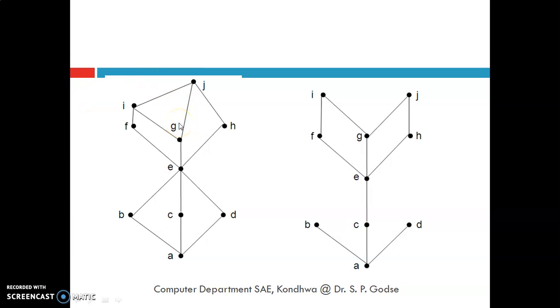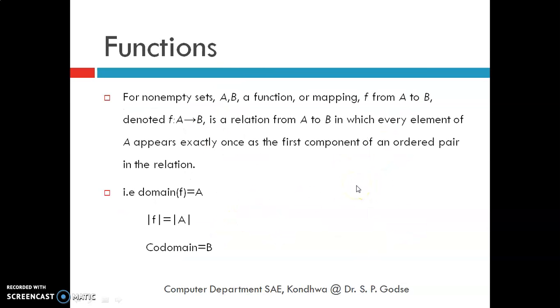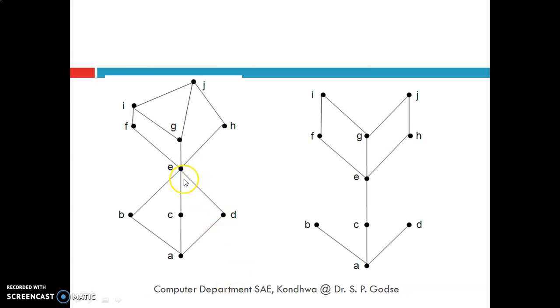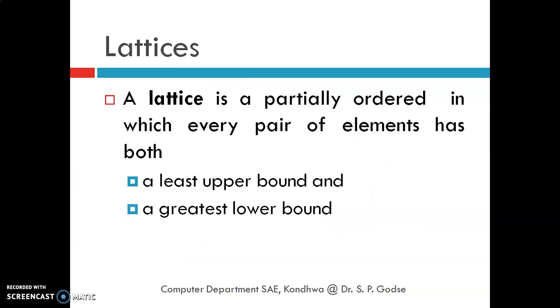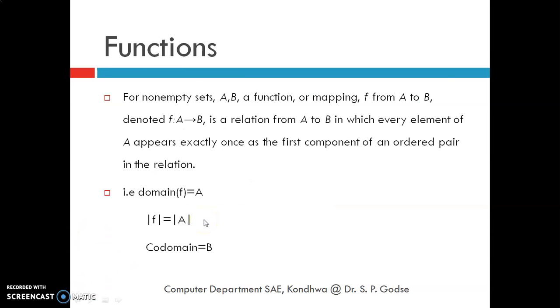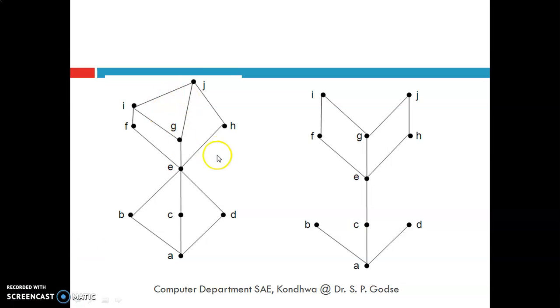So you can take the example. In this example, we will try to find out. You can take any pair of the vertices and try to find out its upper bound, then lower bound, then least upper bound and greatest lower bound. If it exists for every pair in the given diagram, then it is called a lattice.